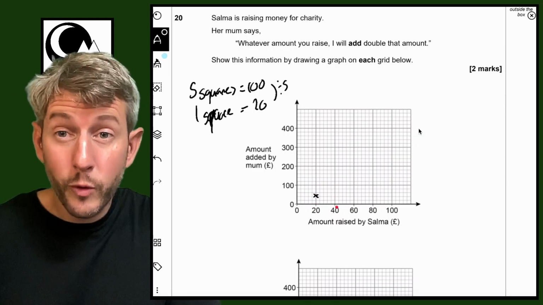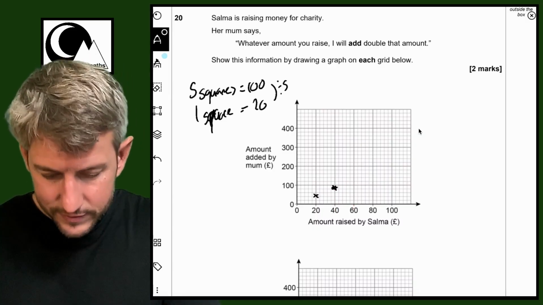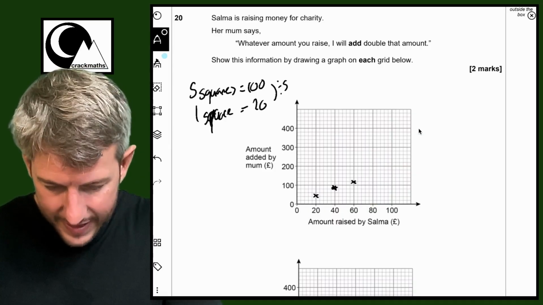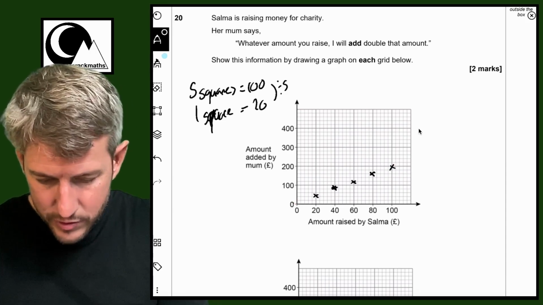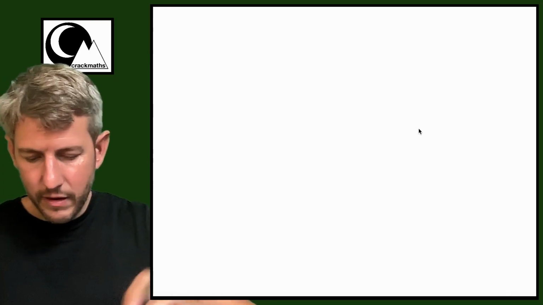Then twice 40 is 80. So that's going to be here. Twice 60 is 120. That will be there. Twice 80 is 160. So that's going to be 8 of these little squares. Twice 100 is 200. So here we go. And then we can join those up into a nice line. So that's the first graph done. What's the second graph?